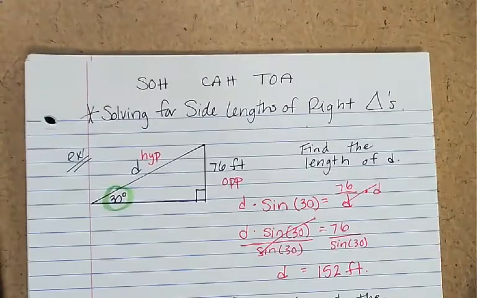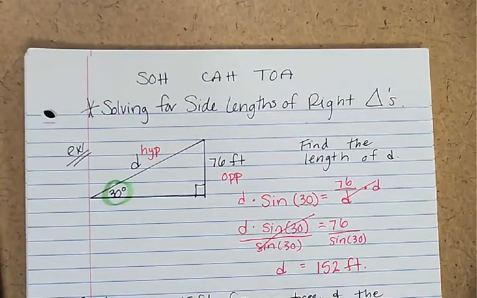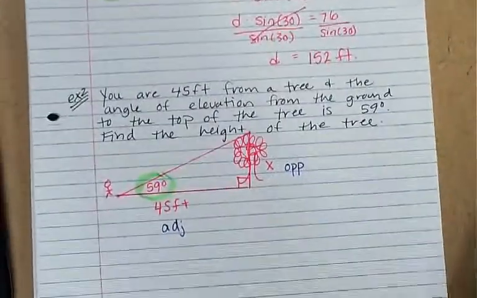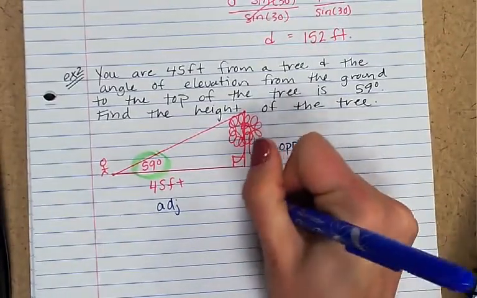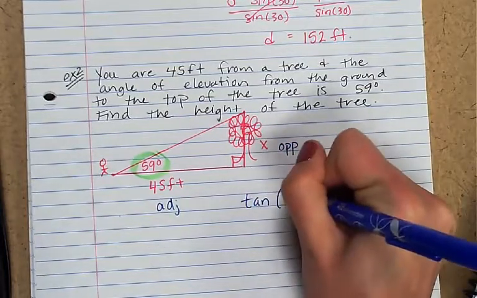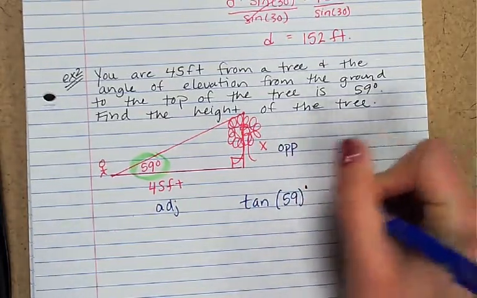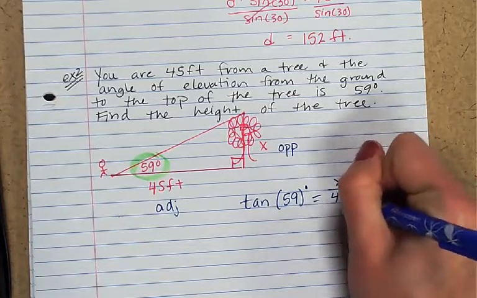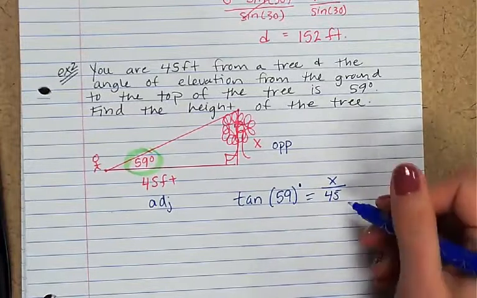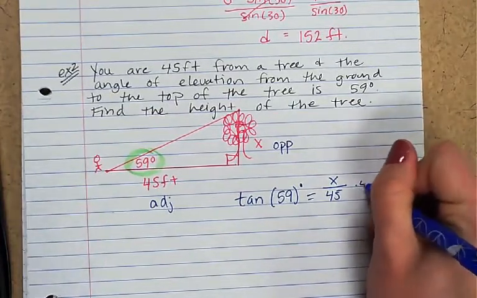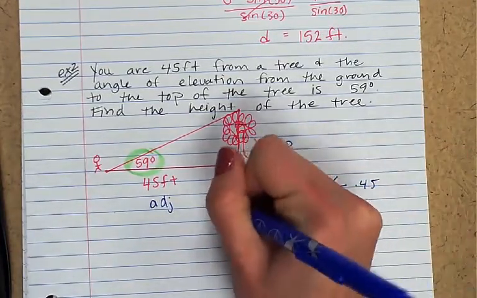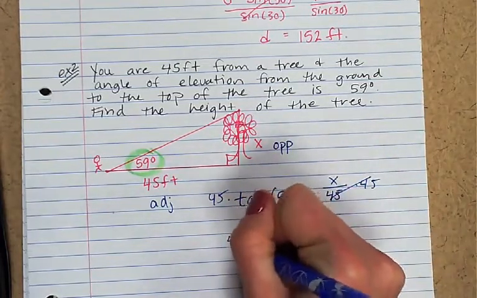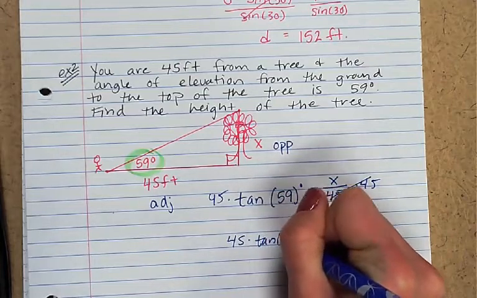So which of the trig functions has the O and the A? That one, tangent, TOA. So that means we have to use tangent to solve this. I'm going to say tangent of 59 degrees, which is just a value, equals opposite over adjacent. So to get x by itself, this is x divided by 45. I'm just going to multiply both sides by 45. Those cancel. And then this is just a value that you get from your calculator.